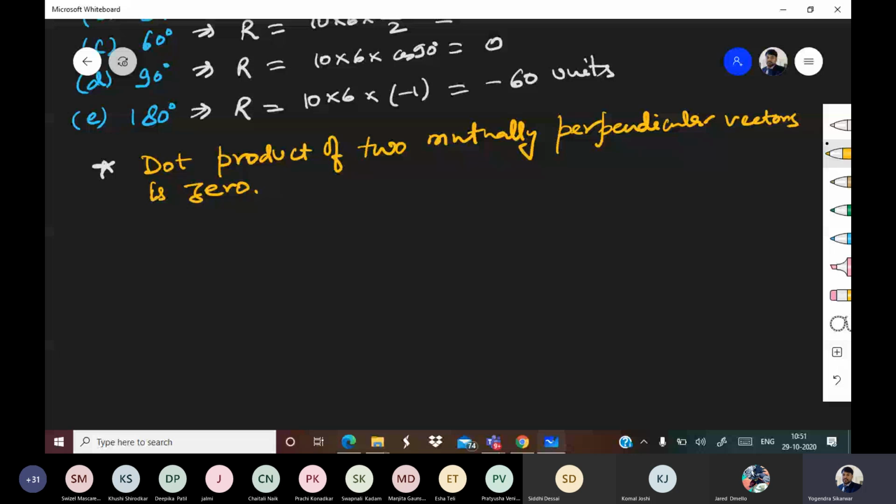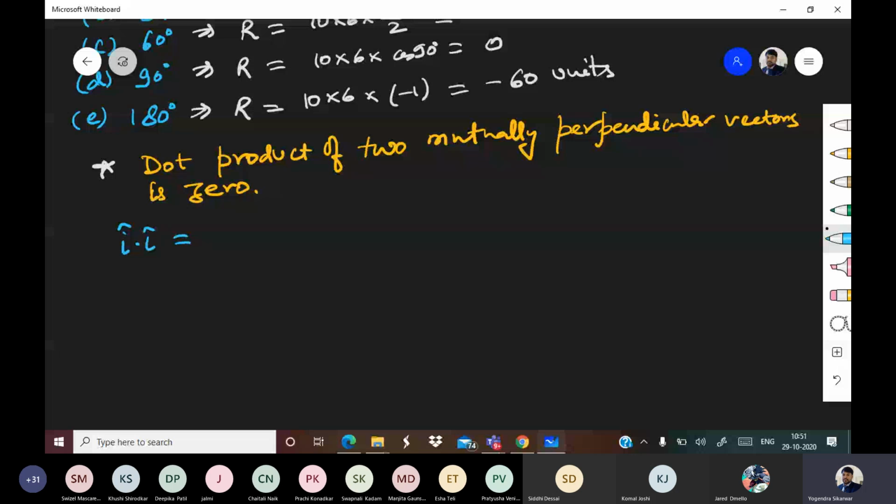Next, you tell me what will be the value of i cap dot i cap. Pooja is saying 0, Samarth is saying 1, the world has become binary. Adric is saying 1, Deepika is saying 1. So the world has been polarized and it has become binary.